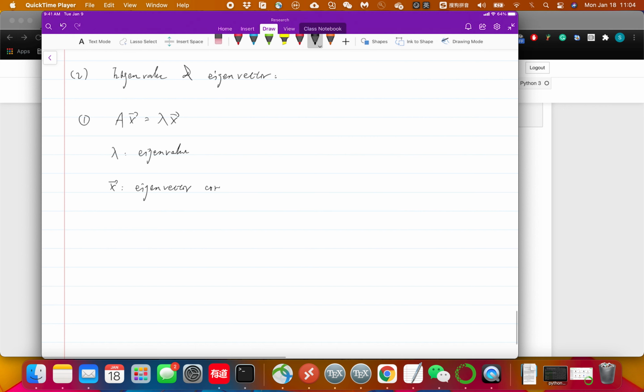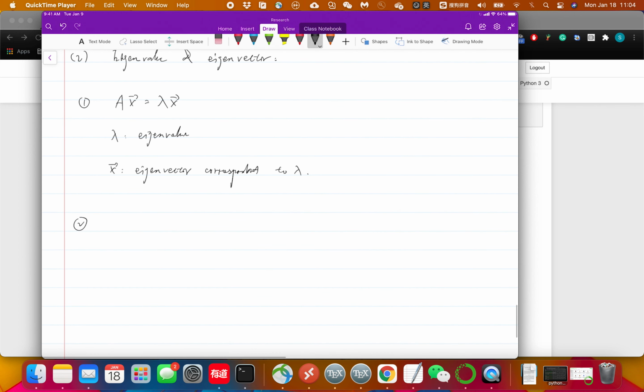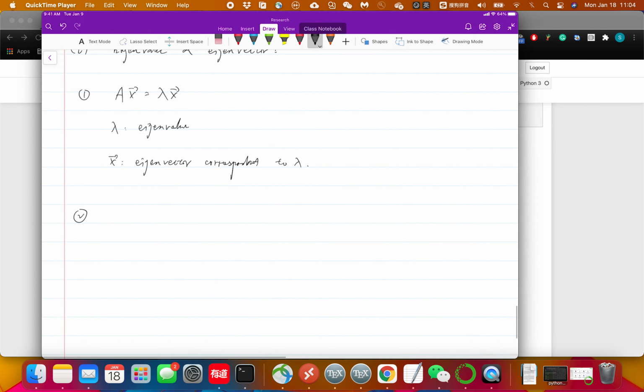corresponding to lambda. So they do appear in pairs. Do not match the eigenvalues with some eigenvectors from another eigenvalue. Okay, they need to come in pairs.